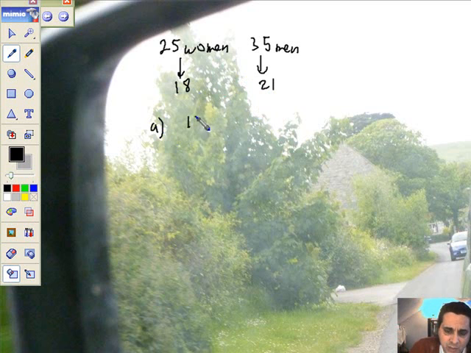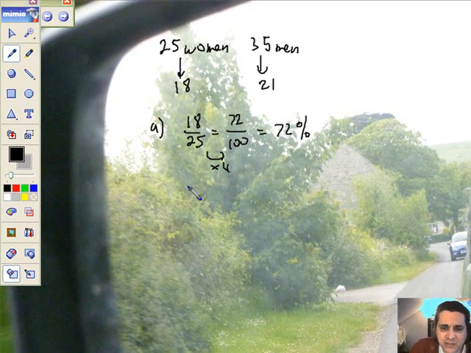Right, what have I got here? That's not very hard. I've got 18 out of 25. As you can see, easily change it to out of 100 by multiplying by 4. 4 18s, 40 plus 32, that's going to be 72. In other words, 72% of the ladies complete the marathon. Just check it again. 40 plus 32, 72.